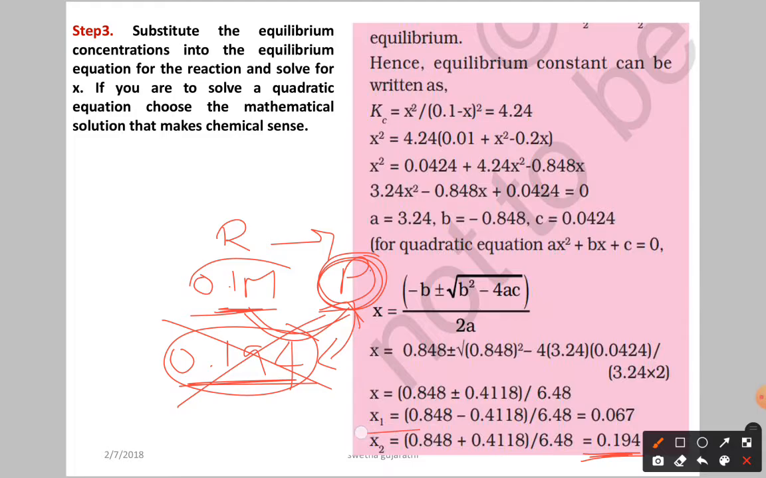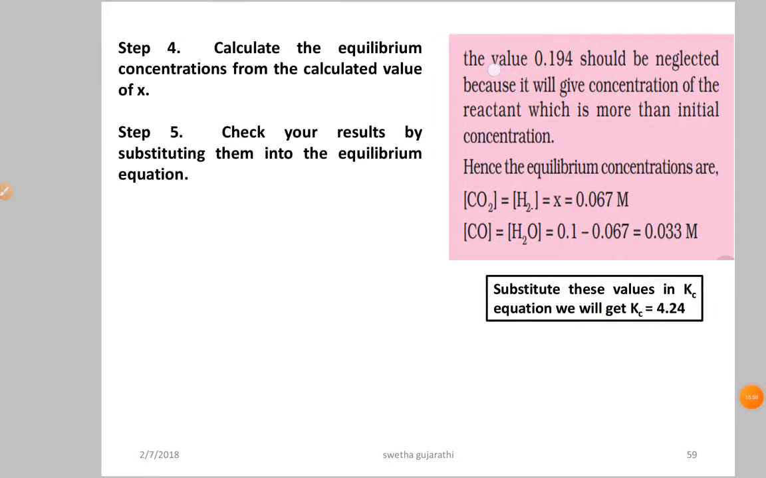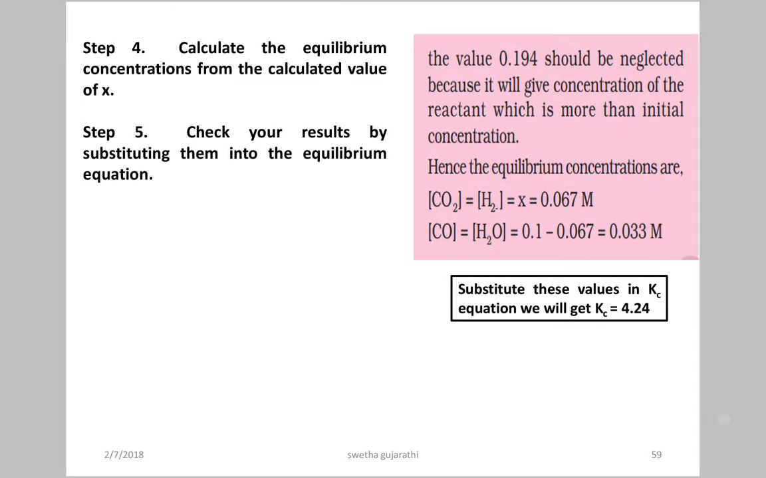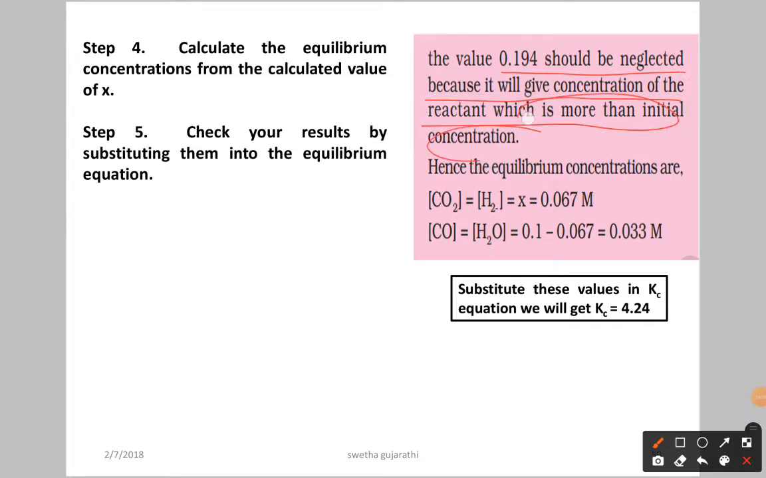So we are going to consider as the x value 0.067. As I mentioned, the other value should be neglected because it would give a concentration of the reactant which is more than the initial concentration. Now, we already got the x value.